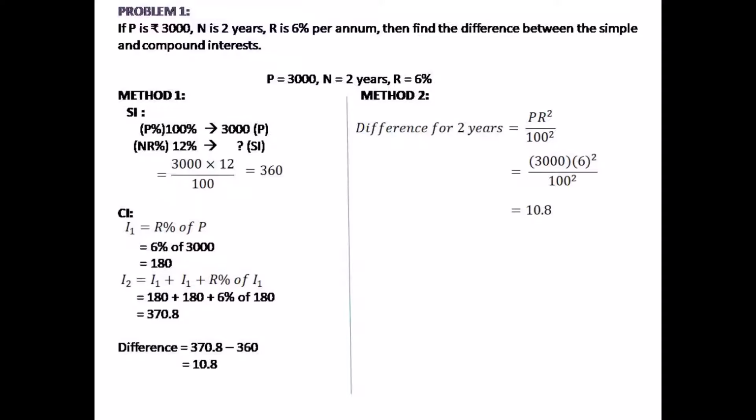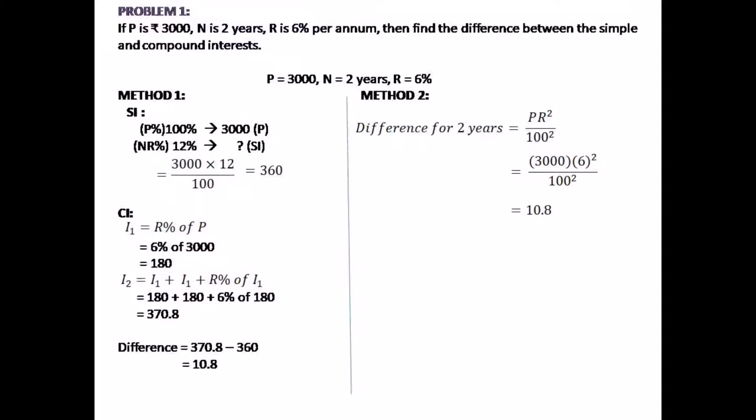If 100% gives 3000, then 12% gives what? Cross multiplying both sides, we get 3000 into 12 on the whole divided by 100 gives 360. Now let's find the compound interest.